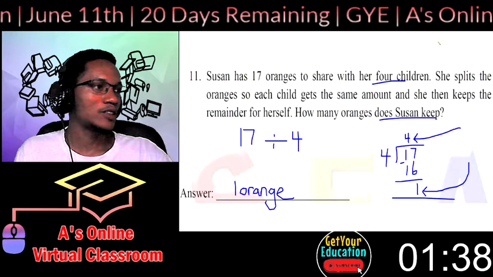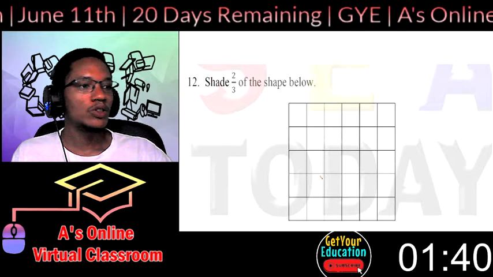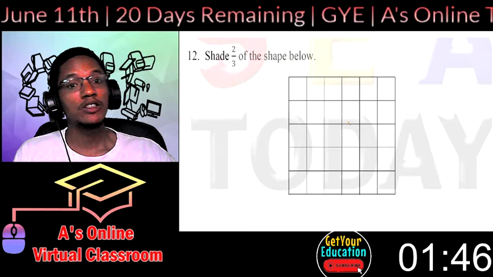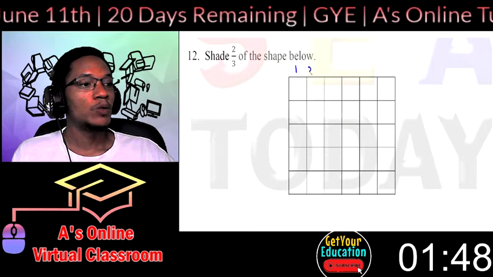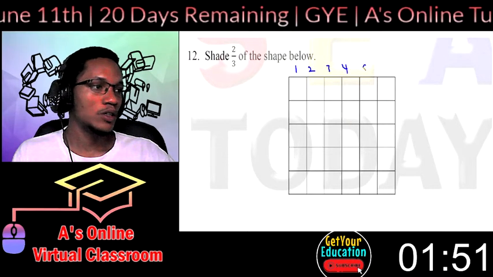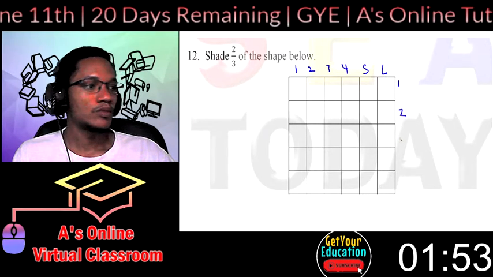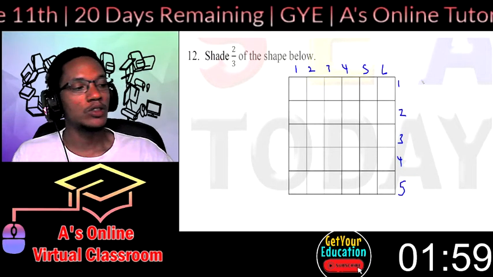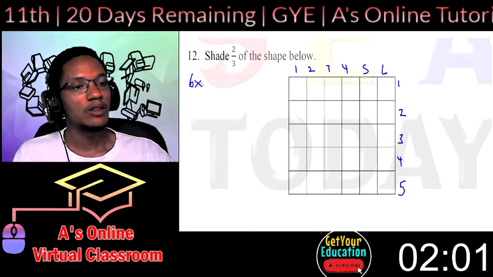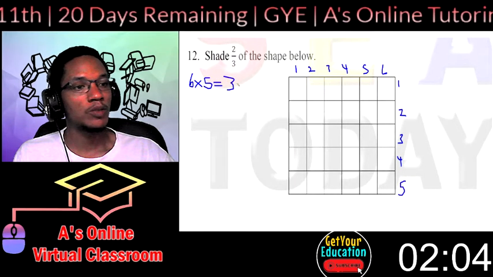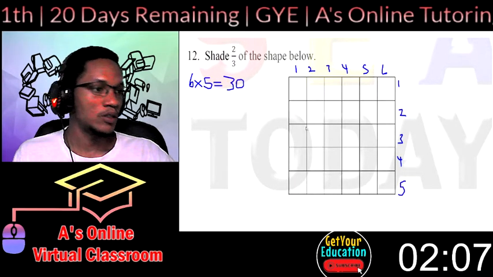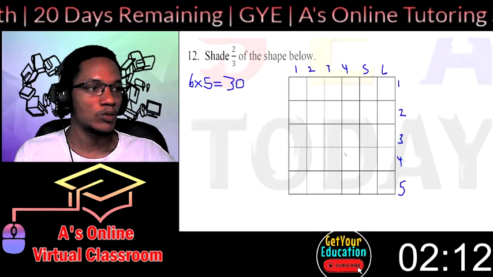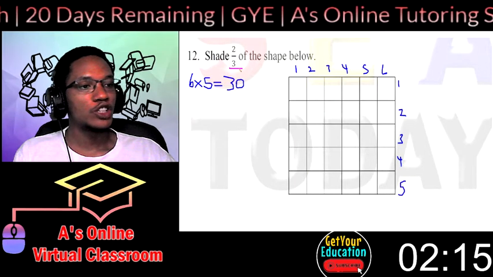Alright, next question. Shade 2/3 of the shape below. So anytime you want to figure out how many should I shade, we want to count up how many blocks there are in total first of all, and we can do a shortcut. It's counting across and then it's counting down. So 6 times 5, that is 30 blocks. You can double check me, make sure I don't do anything wrong. Count it up. So now they want us to shade 2/3.